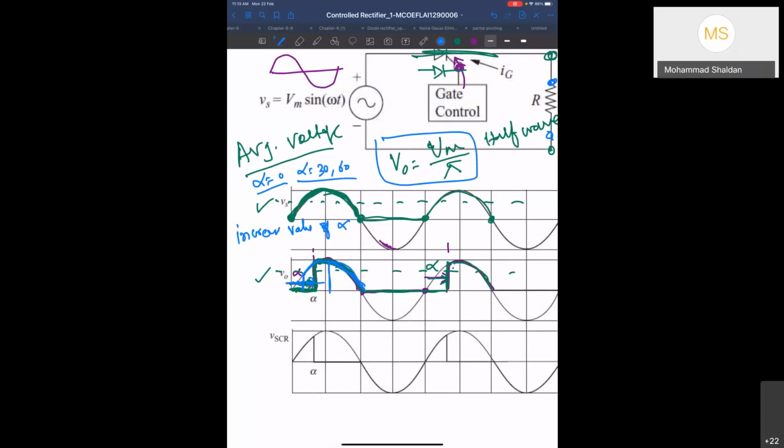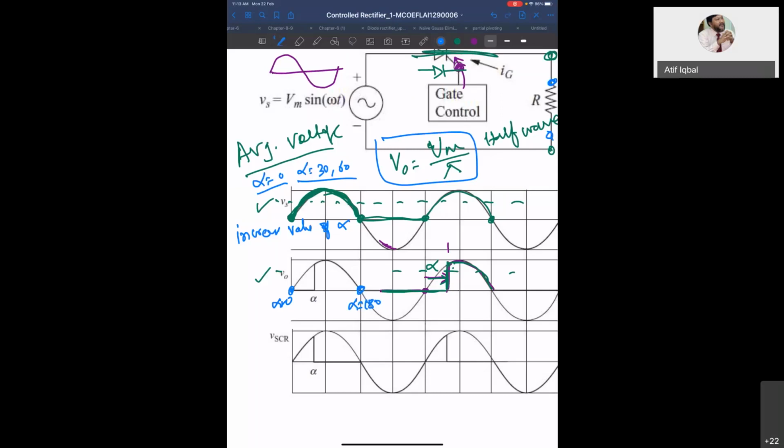Yes, doctor, understand. Now, what is the max value of alpha I can have? You see, from here, if you make alpha equal to 180 degrees, then your output will be 0. If you start counting alpha from here, it is 0, and here alpha is equal to 180. So the range is from 0 to 180.